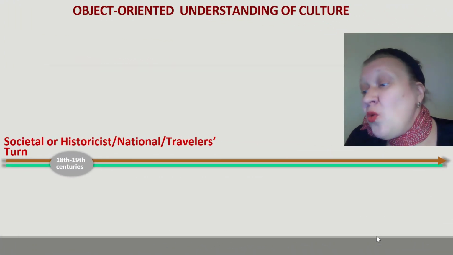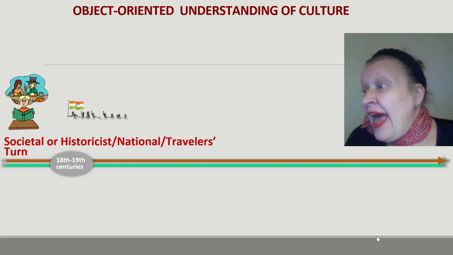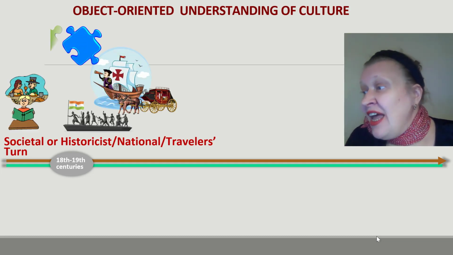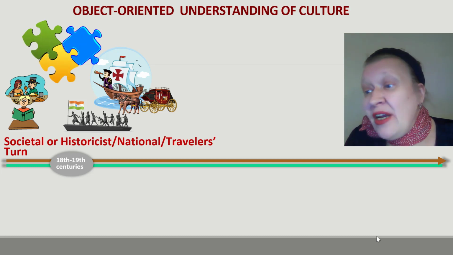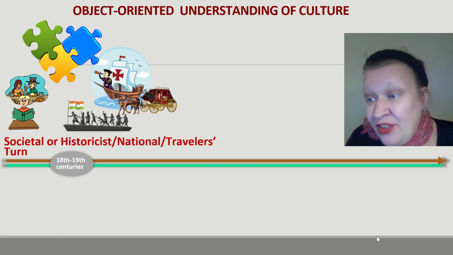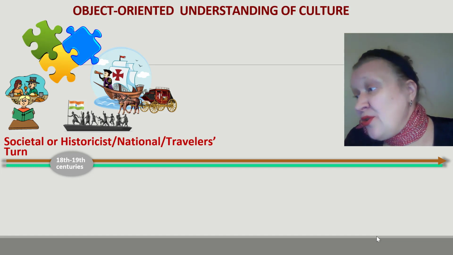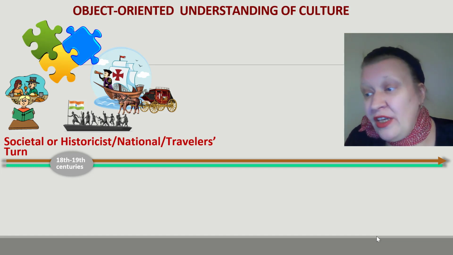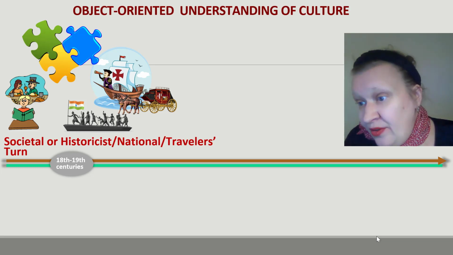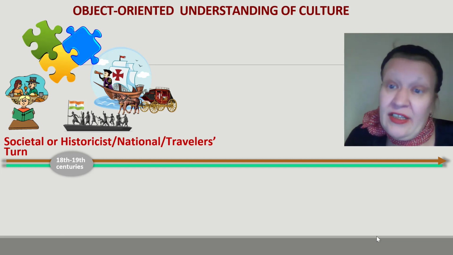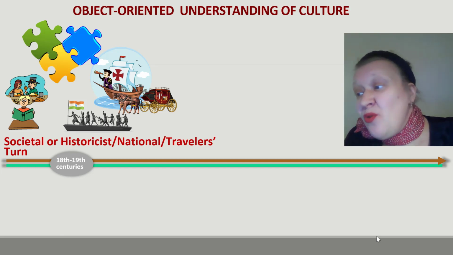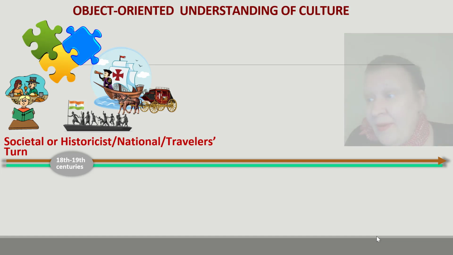The contemporary object-oriented understanding of culture, having societal, national, and aesthetic dimensions, a traveler's point of view, and associated to geography and history, emerged in the 18th and 19th centuries under the influence of many factors, such as the emergence of historical thinking, the development of national consciousness, and massive exploratory and educational traveling abroad. The most important features of this new understanding of culture for second language education are the following.